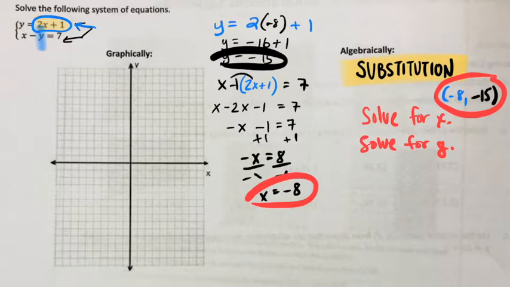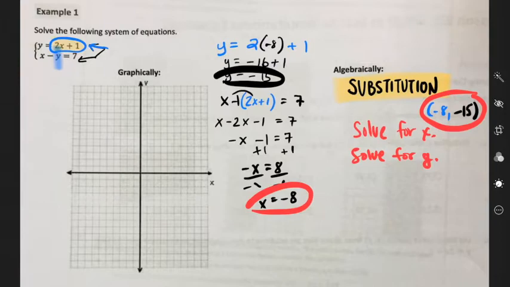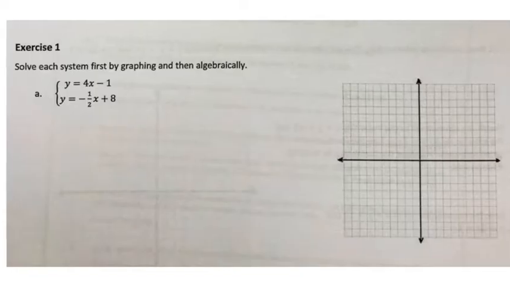No matter what method you use, you will always get the same solution. That's important for you to remember. So if by any chance you're not really great at substitution and you want to check your work by using the elimination method, you can do that, or the graphing method. Let's look at a different example.